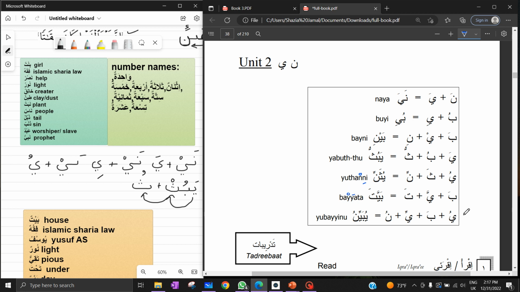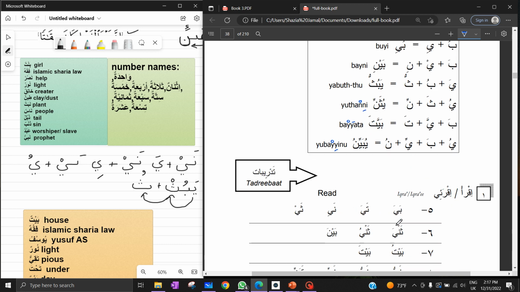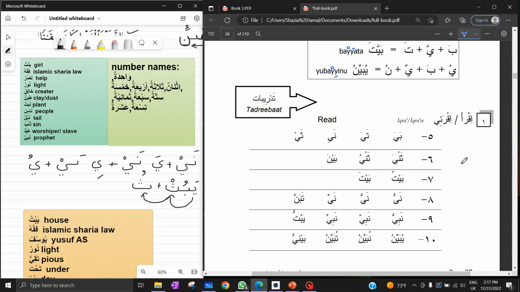Ta. Ya dhamma, ba fatha, and ya shadda kasra, noon dhamma. What happens? You ye no. You need to pronounce ya twice. So you buy. The first ya is with sukun, the second ya is with kasra. You ye no. Let's move on to the first exercise.